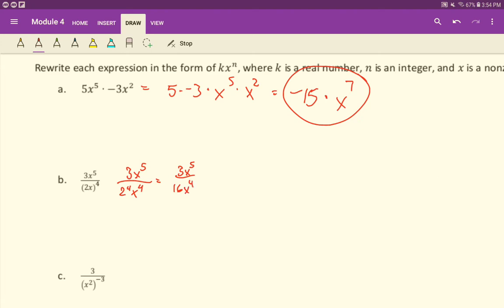Is there any more simplification we can do? Well, yeah. We can divide those x's right there. So we can separate that and make it 3/16 times x to the 5 minus 4, which will be 3/16 times x to the 1, or just x if you like. If you want to put it back in the fraction, you can. It would be 3x over 16. Either one of these, though, is fine. I think this is probably the preferred answer, though, simply because of the form we were asked for here.